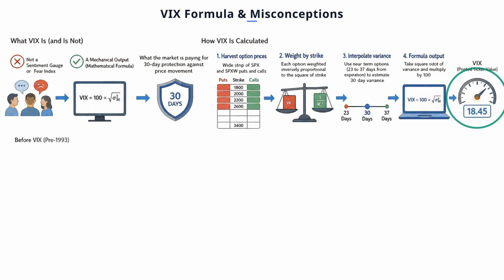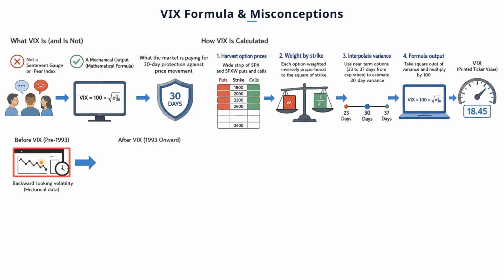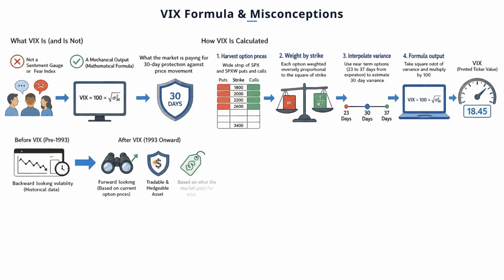Before its inception in 1993, volatility was primarily backward-looking, calculated from historical data. The VIX shifted this paradigm, making volatility a forward-looking, tradable, and hedgeable asset based on current transaction prices for S&P 500 options. For the serious investor, the primary risk lies in two fundamental misconceptions.